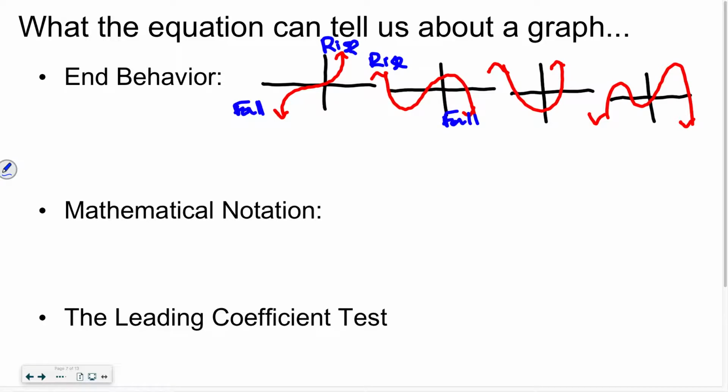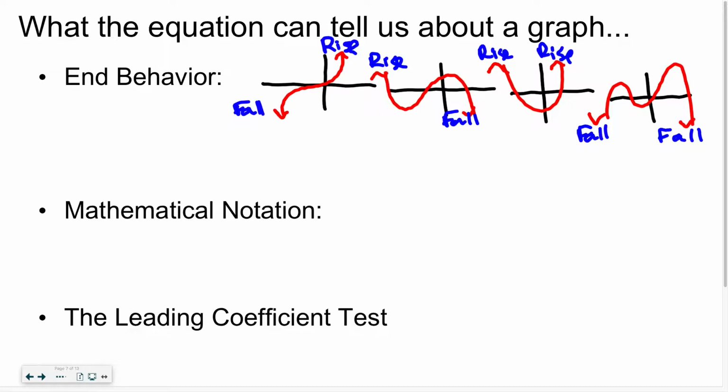If I'm a parabola, rise, rise. Right? My end behaviors are doing the same thing. So notice in the previous 2, the end behaviors were opposite of each other. In this example, they're doing the same thing. And then in this example, they're both falling. So if we talk about end behaviors, like the arms of your body, rising or falling, those are really the only 4 options for what your end behavior could do. Fall, rise, rise, fall, fall, fall, rise, rise.